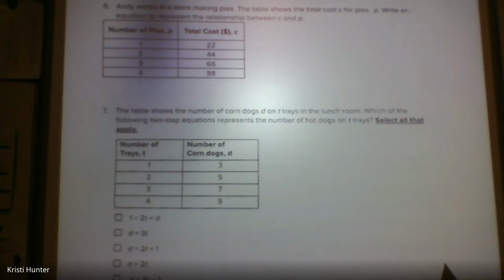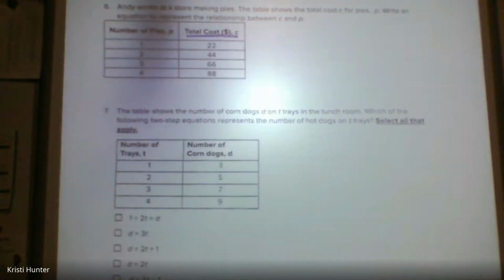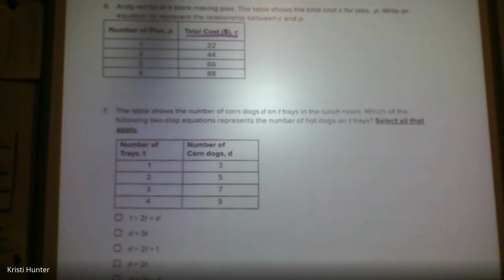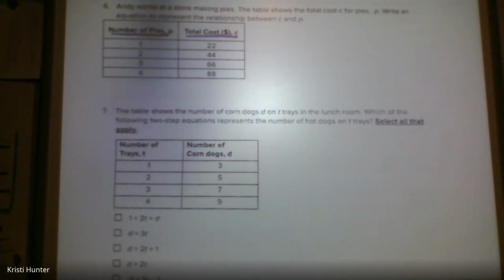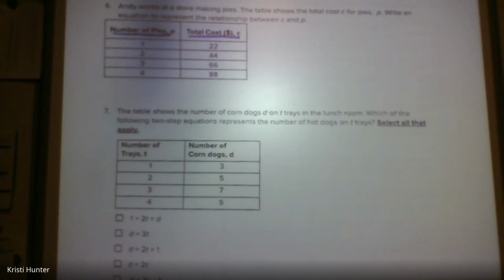So here's what our problem says. Andy works at a store making pies. The table shows the total cost for the pies. That's over here in our output side. That's our dependent variable. And then we're supposed to write an equation to represent the relationship between the cost and the number of pies, which is P. So my cost depends on the number of pies I buy.